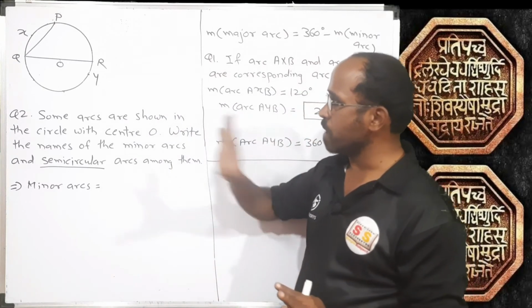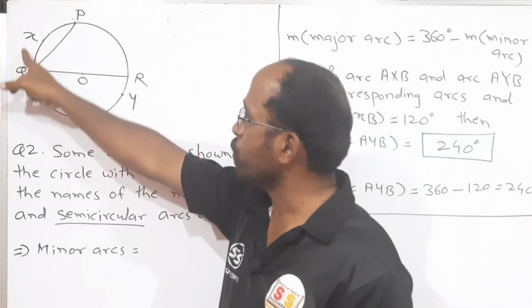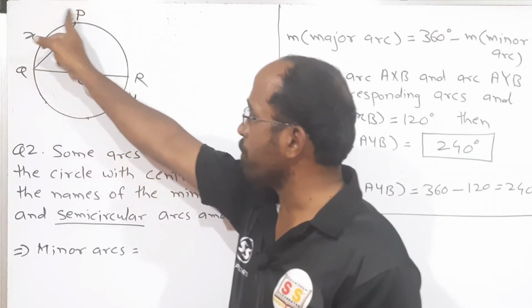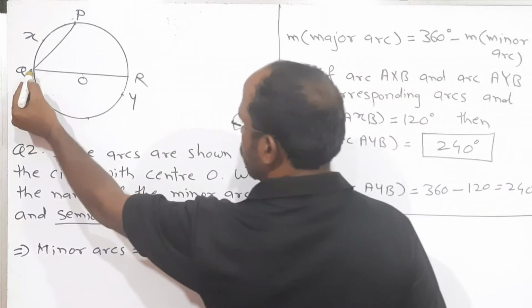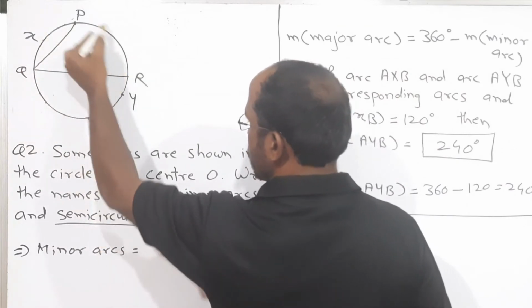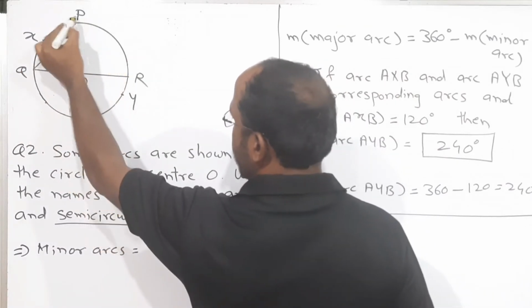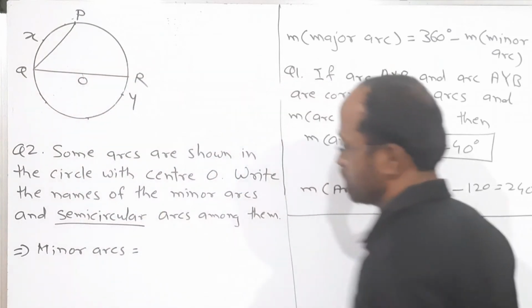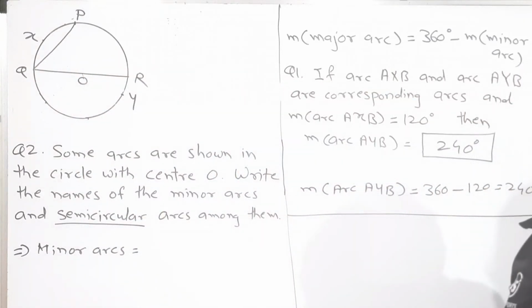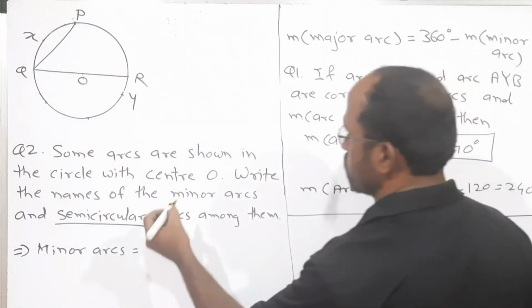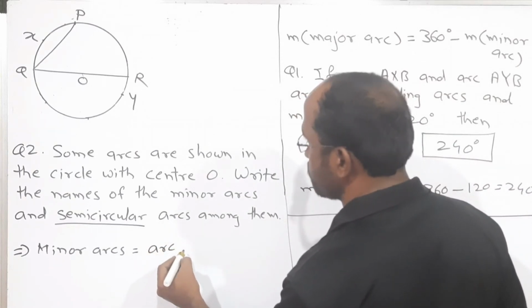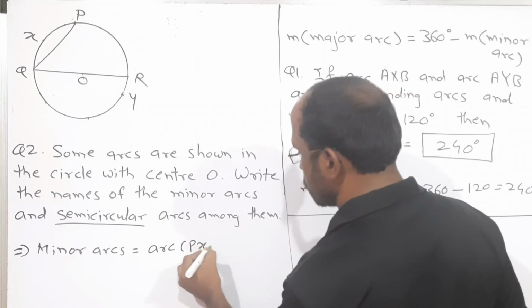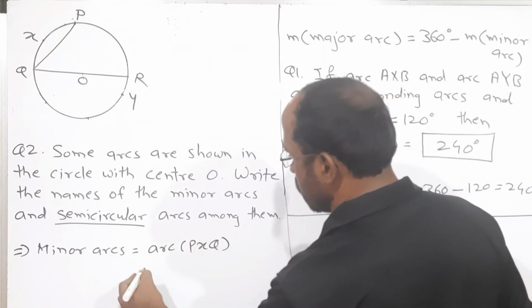So let's first write minor arcs. This arc QXP or PXQ is smaller than this semicircular arc. The semicircular arc is this one created by this diameter. So PXQ is smaller than this semicircular arc, so we can consider it a minor arc. So the first minor arc is arc PXQ. Clear? Second arc.